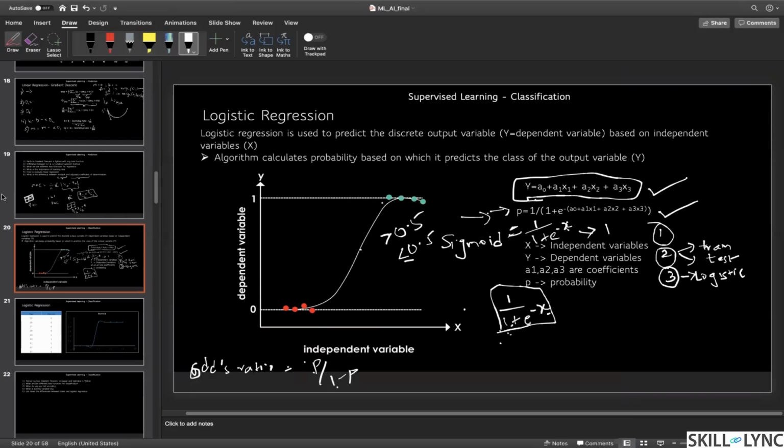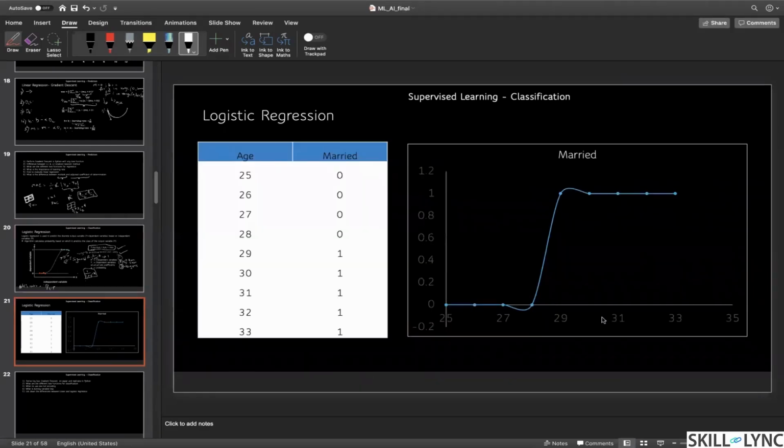If you want to explore, you can do that, or else you can wait for the advanced course for this. Okay, so now there is one simple example which I have taken here. It's pretty straightforward. You have a data set with age, different people with different age, and whether the person is married or not married. Simple.